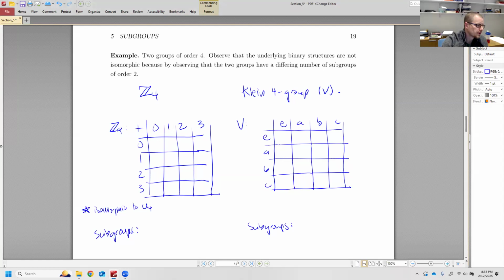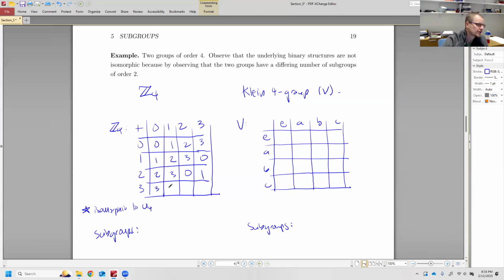So 0 plus 0 is 0, 0 plus 1 is 1, 0 plus 2, 0 plus 3, 1 plus 0, 2 plus 0, 3 plus 0, right? The identity element under addition is 0. Let's see here, 1 plus 1 is 2, 1 plus 2 is 3, 1 plus 3 is 4, but we're working in modulo 4, so that would bring us back to 0. 2 plus 1 is 3, 2 plus 2 is 4, and 2 plus 3 is 5, right? So 5 is going to bring us back down to 1 at modulo 4. Right, 5 is 4 plus 1.